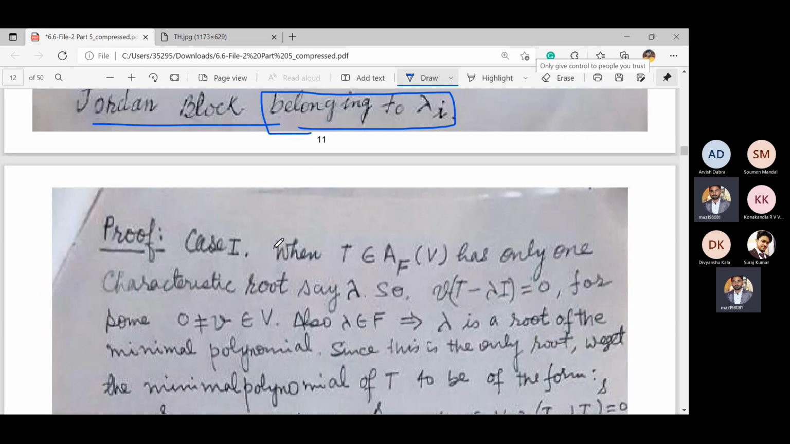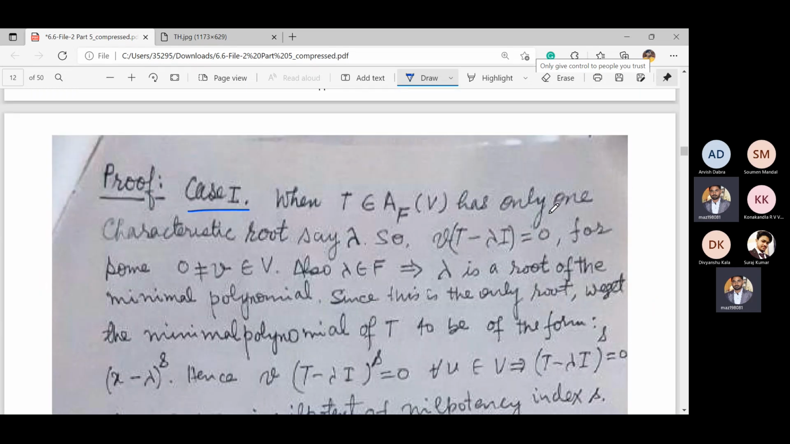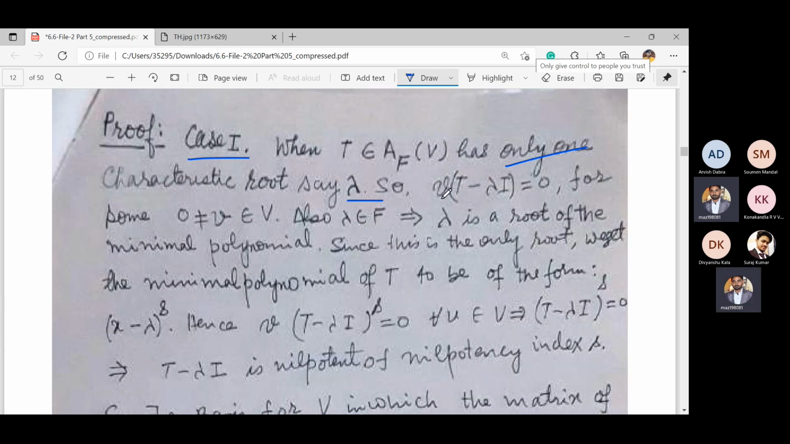So let's prove case 1 where T belongs to this has only characteristic root lambda. So we have (T minus lambda I)v equals to 0 for some v not equal to 0, means by the definition of eigenvalue and characteristic root. So lambda belongs to F. This implies lambda is a root of the minimal polynomial. Since this is the only root, we are considering the case T has only one root.